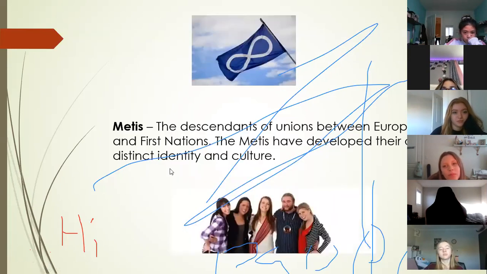So then, what are the Métis? Well, the Métis, of course, are the descendants of the Europeans and First Nations coming together and having children. And the Métis have a very, very strong sense of identity. They could have gone one of three ways. They could have really identified with the First Nations. They could have really identified with the Europeans, or they could have charted their own course. And that's what they did.